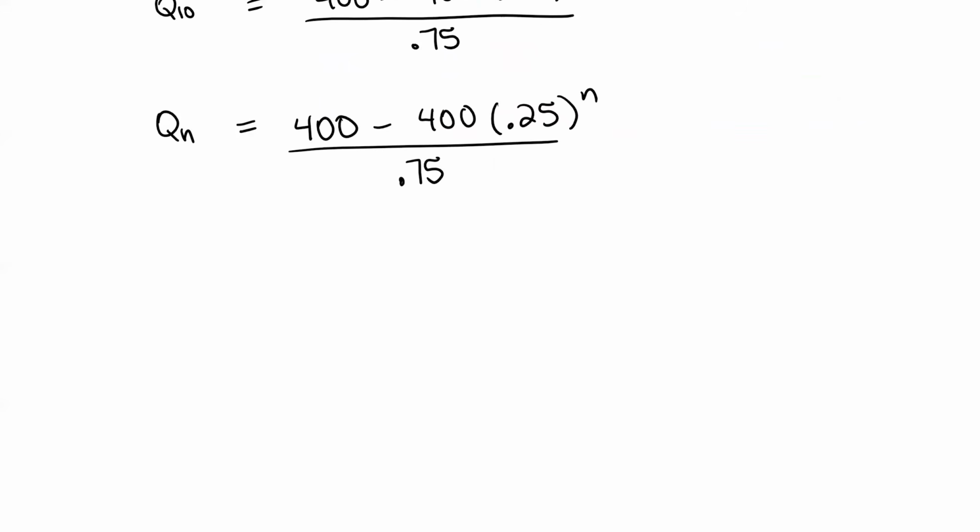Okay, so now that we have this Qn, we might wonder, what would happen if I just take 1 400 milligram pill every 4 hours for the rest of my life? So how much ibuprofen will you have in your body after taking a 400 milligram pill every 4 hours? In other words, we're wondering, what is the limit as n goes to infinity of Qn?